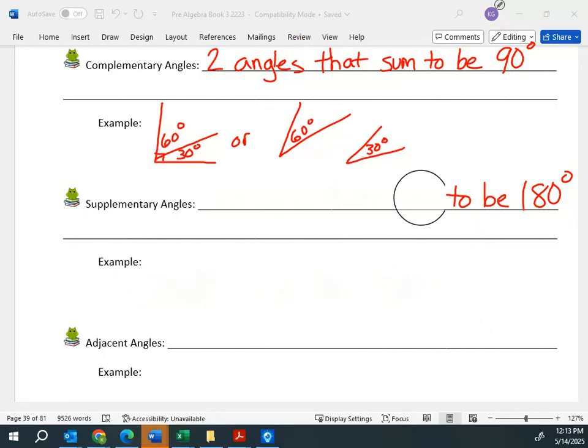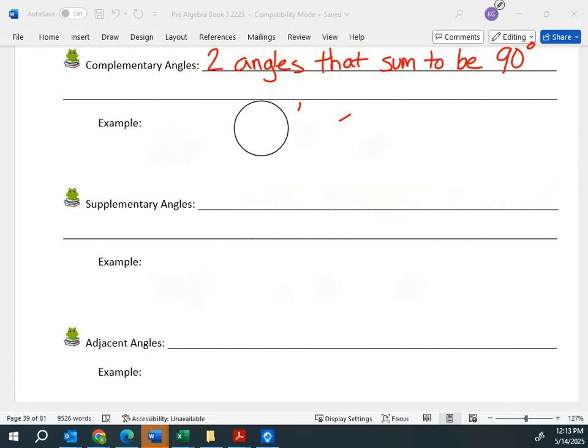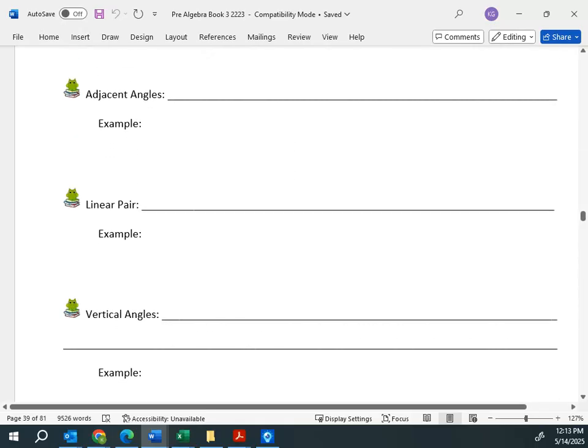Now we have adjacent angles. Any guesses to what adjacent angles are? Vivi? Angles that have the same number of degrees. Ooh, good guess. If they have the same degrees, they're not called adjacent. There's a different name we give it. It's called congruent. So if they have equal measurement, they are congruent. That is not one of our vocab words on the paper, but just know congruent means they are equal in measurement.